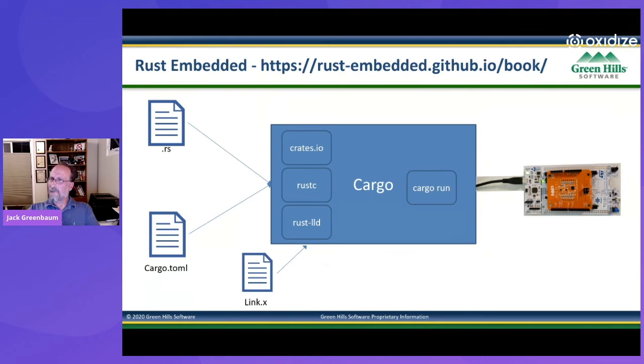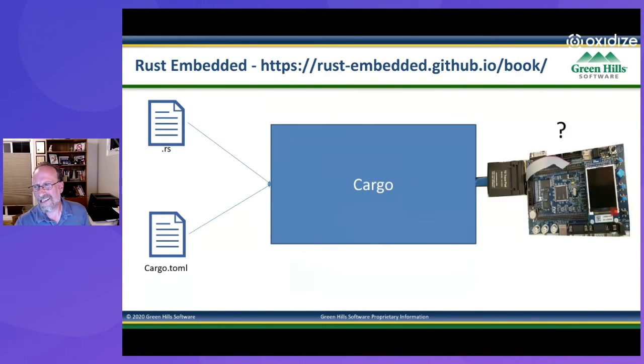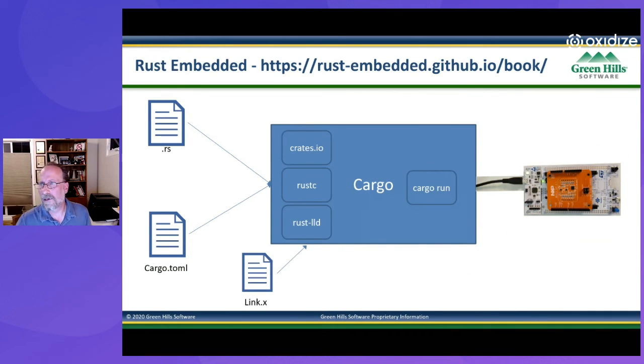So let's just look one level deep here. What's different about programming Rust Embedded than any other Rust platform? Well, one thing is this link map, this link.x file. This is input to the linker. Remember I was talking about linkers.